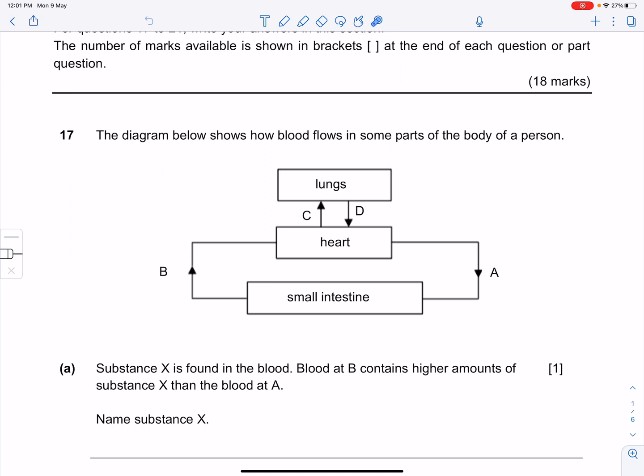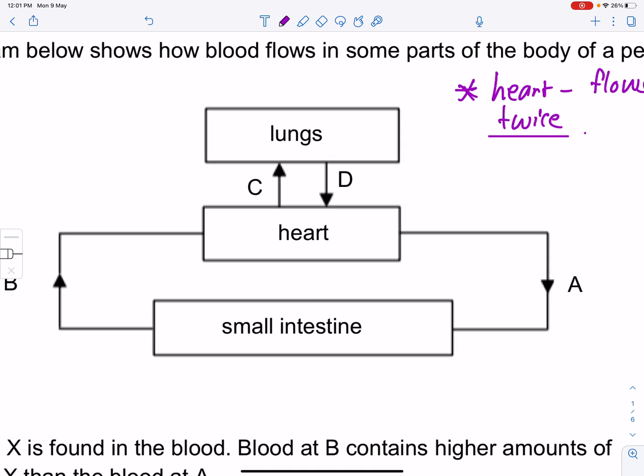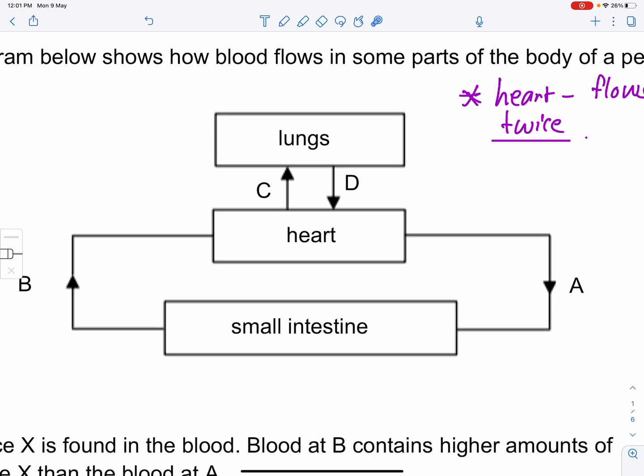Now, so this is actually your heart. To identify the heart, just know that blood actually flows through your heart twice. Okay, I'm going to show you where this twice is. Let me zoom in. Now, let's talk about blood flow first and then we do our annotations. So let's just say we start off from the heart.